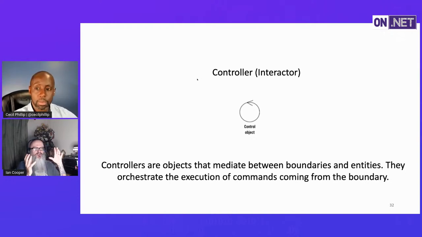But they mediate between boundaries and entities. So the idea was that a boundary would never talk to an entity directly, it would talk to an interactor, and the interactor would effectively be the execution of a command that the boundary had created, right? And so for Jacobson, this is where the use case is expressed, in the interactor. It's where the workflow happens, right?